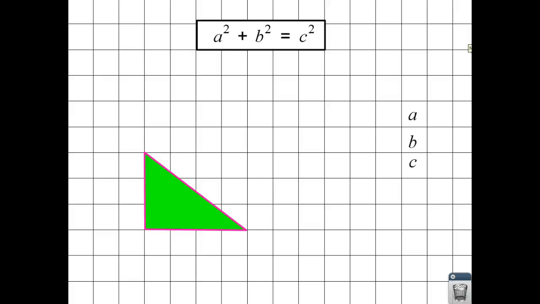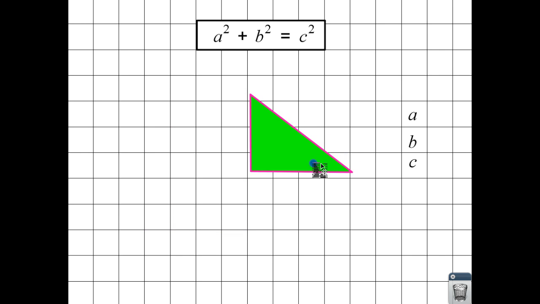All right, so the theorem is stated as a squared plus b squared equals c squared. We have some variables here. We've talked about what the exponent 2 means, and let's figure out what the triangle looks like and place some of these variables where they belong.